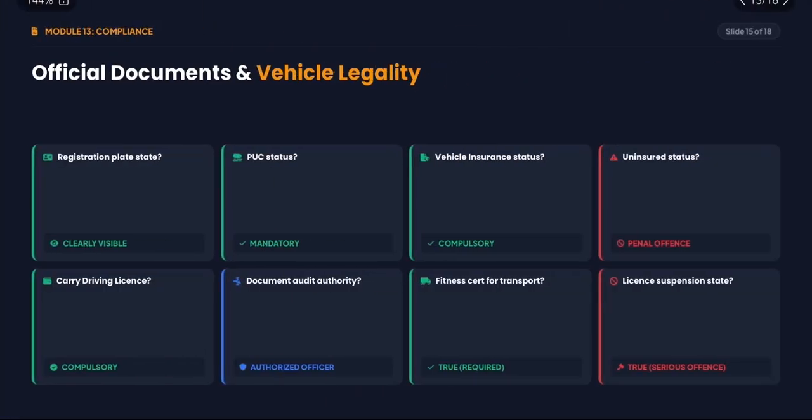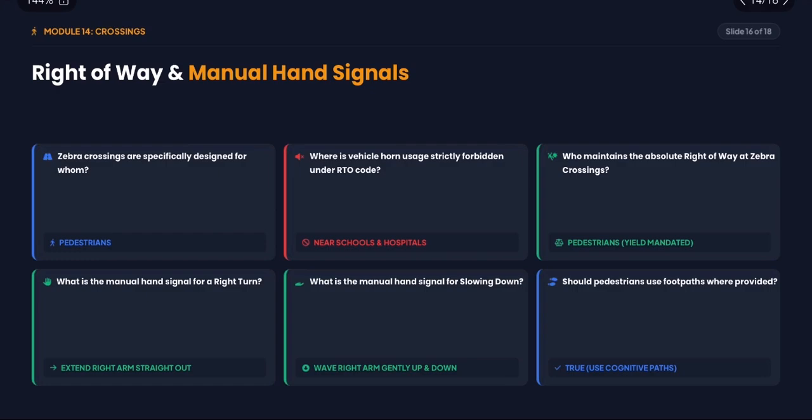Module 13, Official Documents and Vehicle Legality. Registration plate state: it must be clearly visible. PUC status: it is mandatory. Vehicle insurance status: compulsory. Uninsured status: it's an offense. Carry driving license: compulsory. Document audit authority: authorized officer. Fitness certificate for transport: true. License suspension state: true. It's a serious offense.